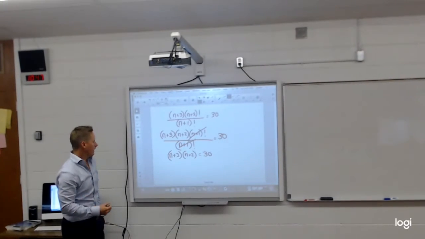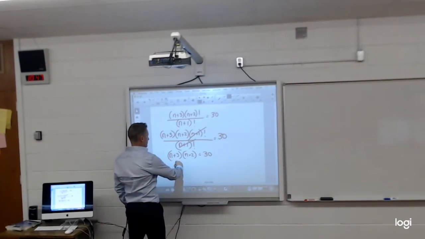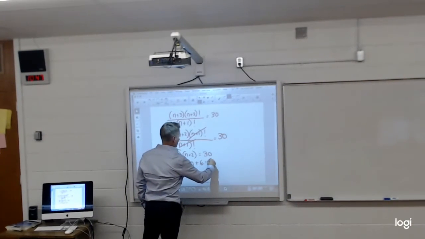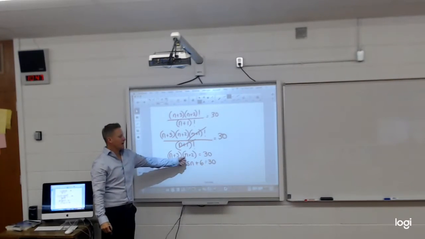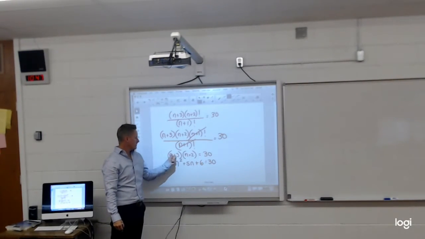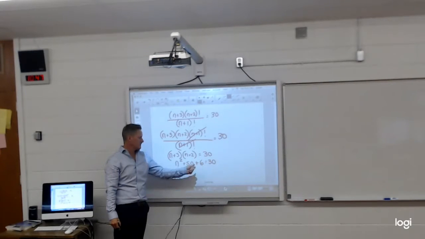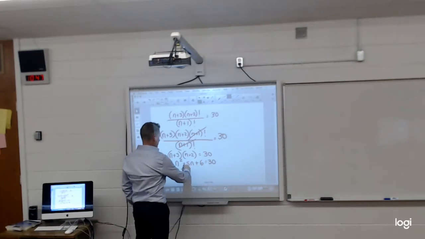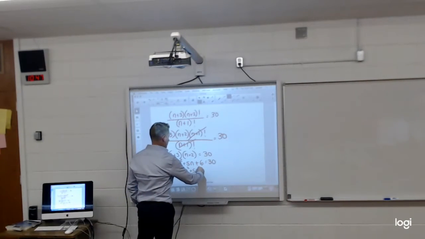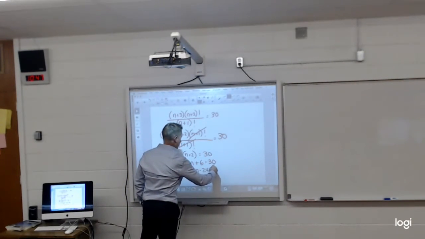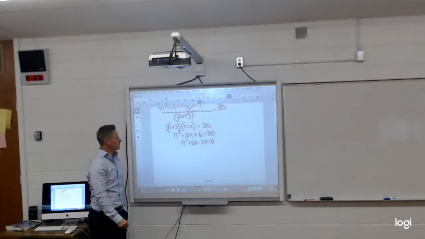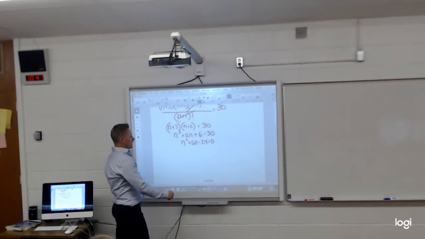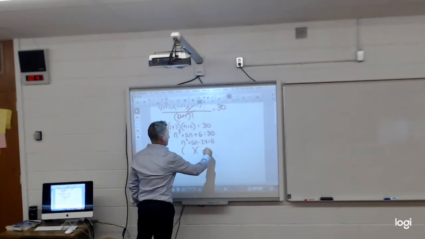You can do it that way. The other way to do it is to FOIL this out. So n times n is n squared. 3n plus 2n is 5n. 3 times 2 is 6. Get it equal to 0. You guys need to start brushing up on this because there's going to be a lot of this. You didn't set it equal to 0. That's negative 24. So now I need to factor that.